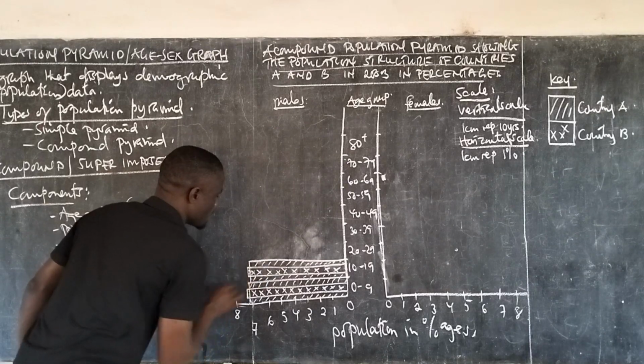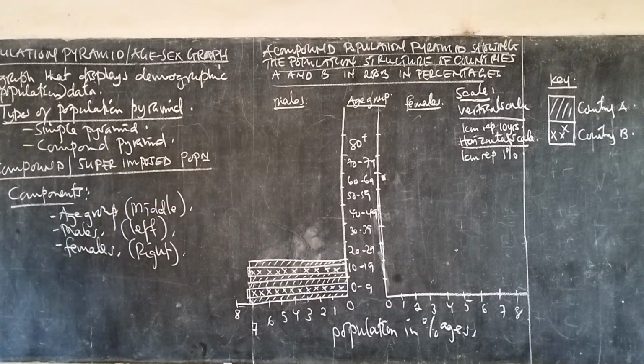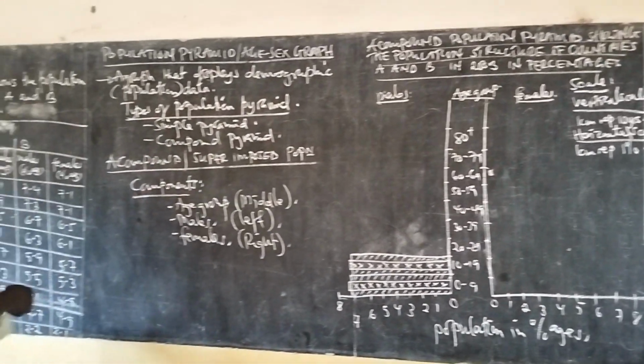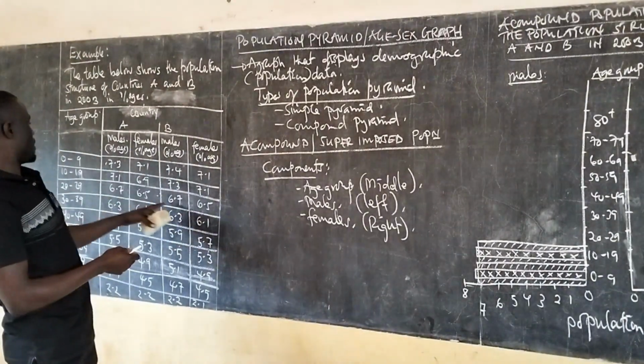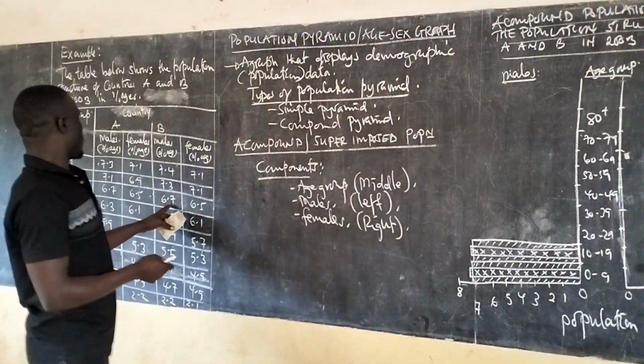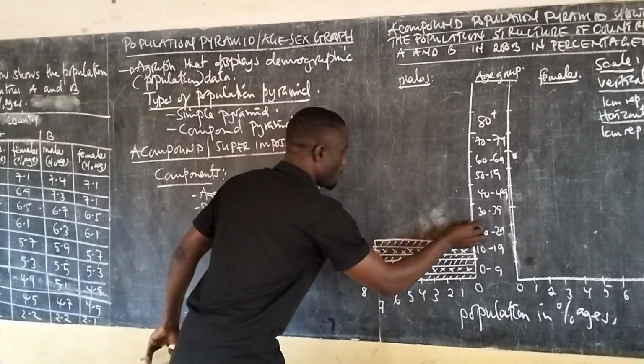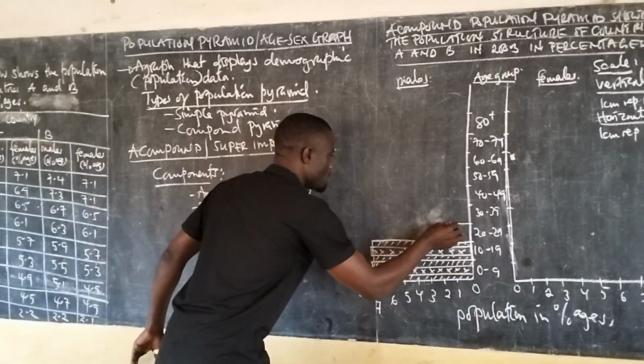You can use colors. So now we are on 10 to 19. Now we have gone to 20 to 29. 20 to 29, 6.7 for A, 6.7 for B. That means here they have the same. Our people are now seeing the comparison. This is 6.7.